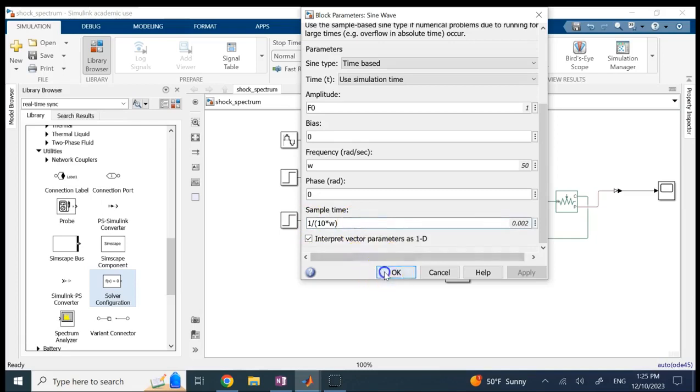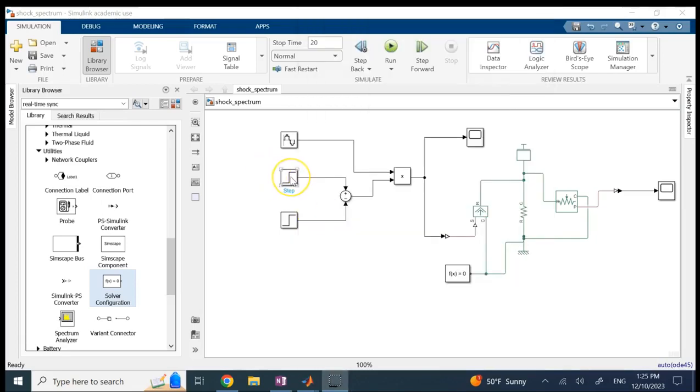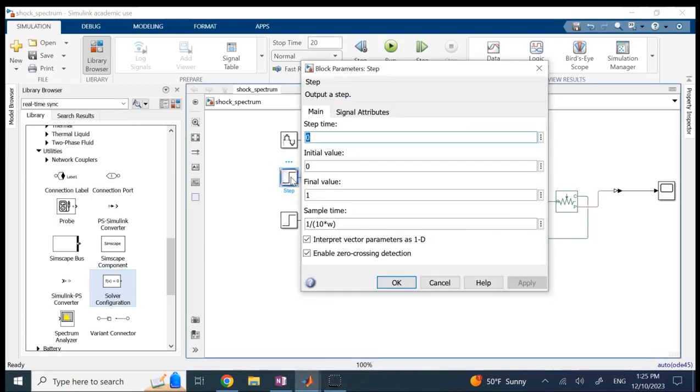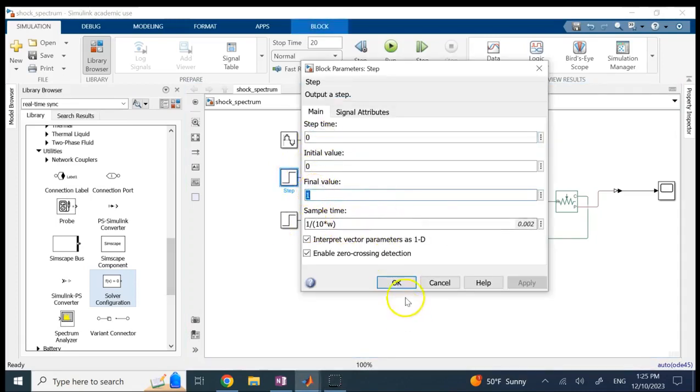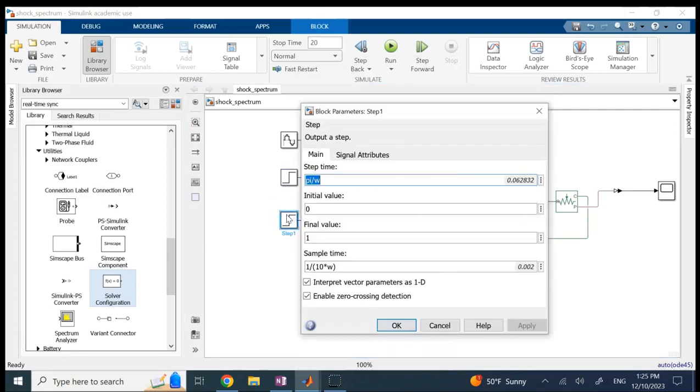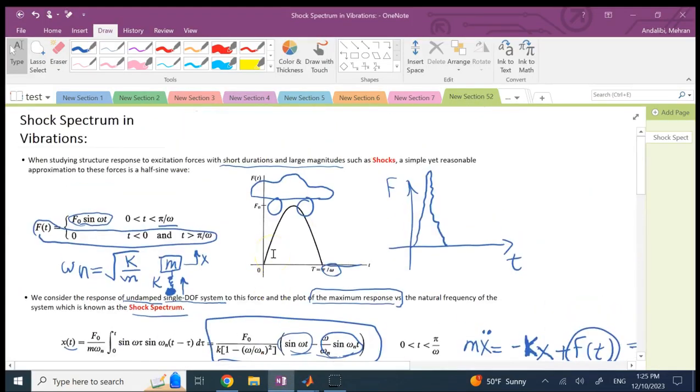smaller and smaller. And here, to get rid of the second part of the sine wave, I use two step functions. One goes from 0 to 1 with the same sample time. The other one goes from what? It starts at the time pi over omega. Where was pi over omega? It was the time that the signal ended.